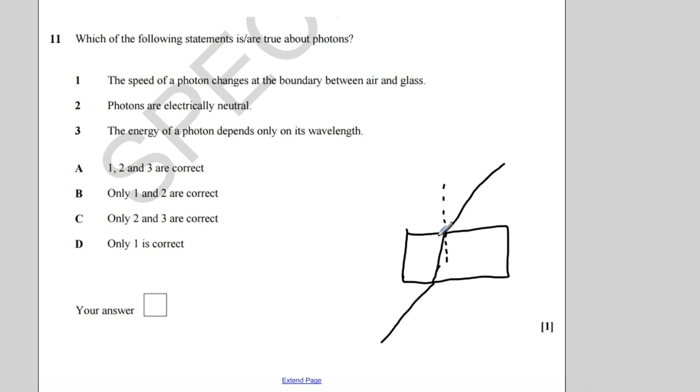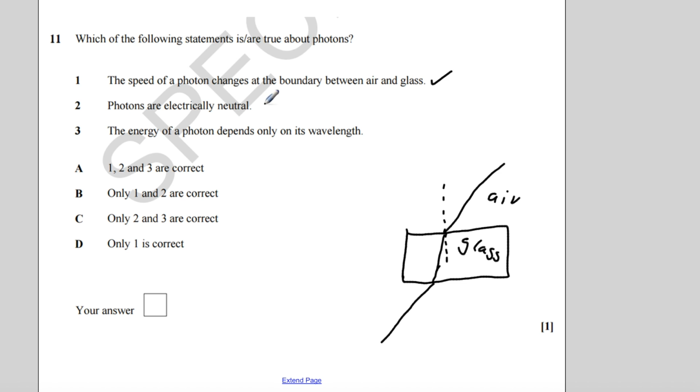The cause of that change in direction is due to a change in speed of the light as it passes through the air. Here we've got the air and here we've got the glass. Because of the materials that they're made from, the speed of the photon changes. So option A here, or statement 1 I guess, the speed of the photon changes at the boundary. Well, that's true.